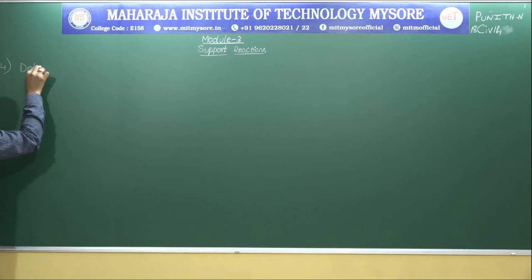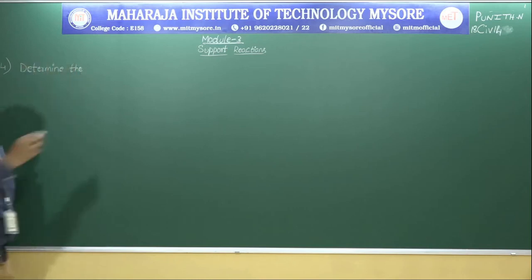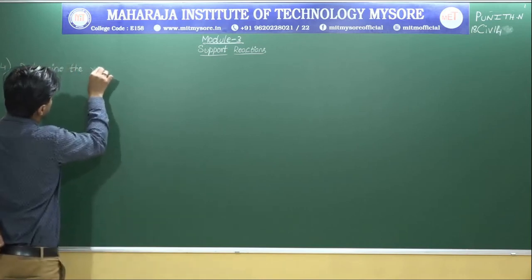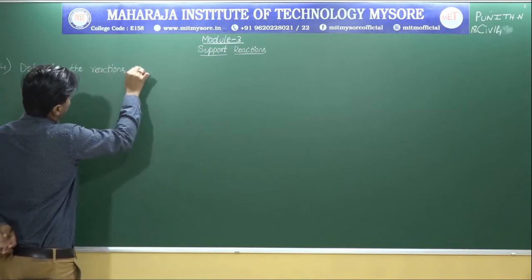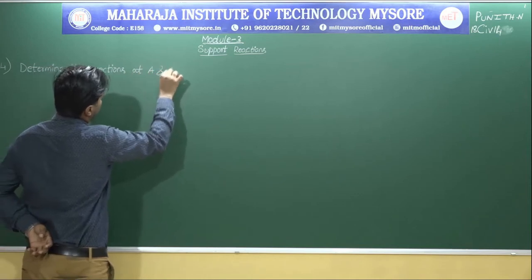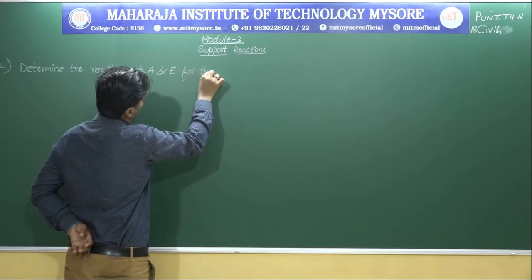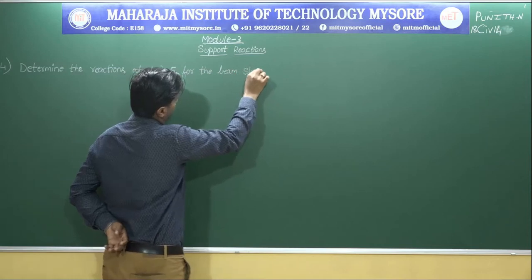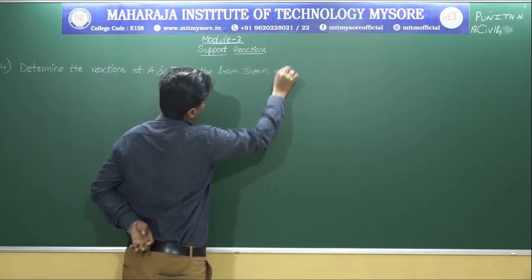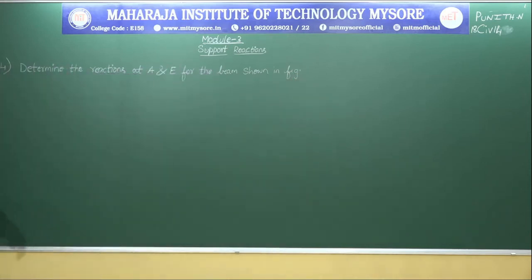Determine the reactions at A and E for the beam shown in figure. So they have given the diagram like this.